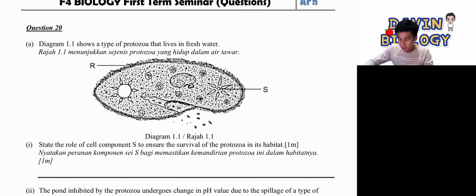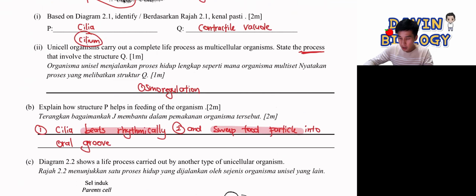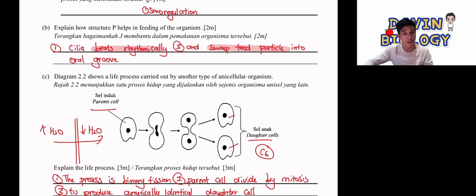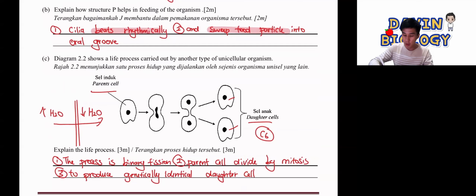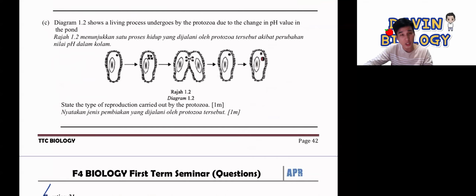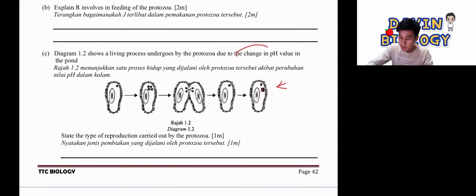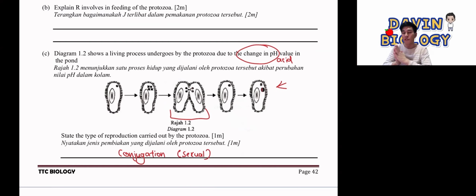And then remember for paramecium, when conditions are favorable, they will do binary fission just like amoeba. But when not favorable, like if you look at the next page, they say there is a change in pH in the pond, so we assume it's acidic. They will carry out a type of sexual reproduction called conjugation. So for paramecium, when not favorable, they will carry out conjugation. But when favorable, same as amoeba, it is binary fission.